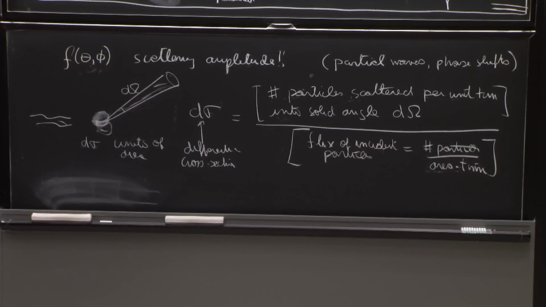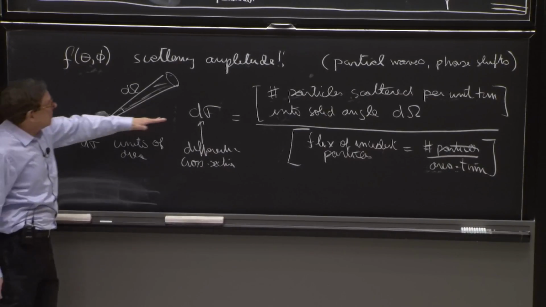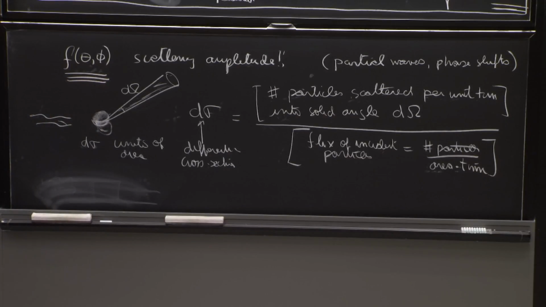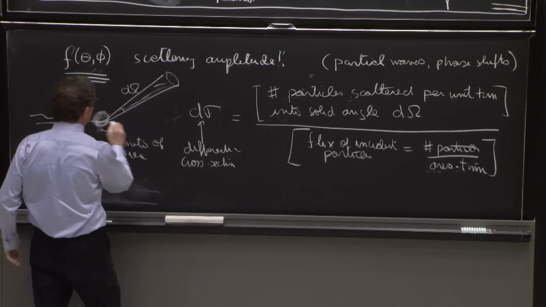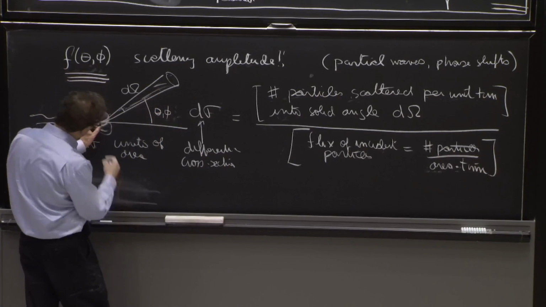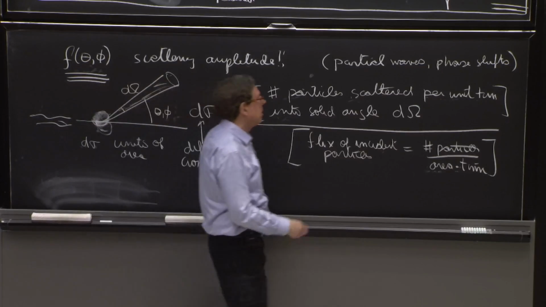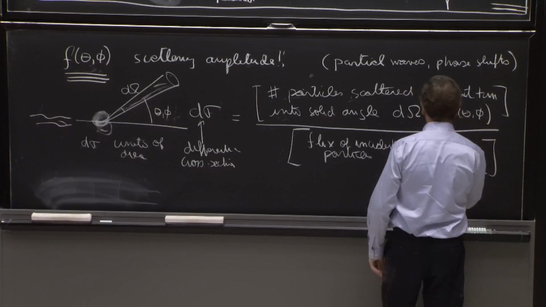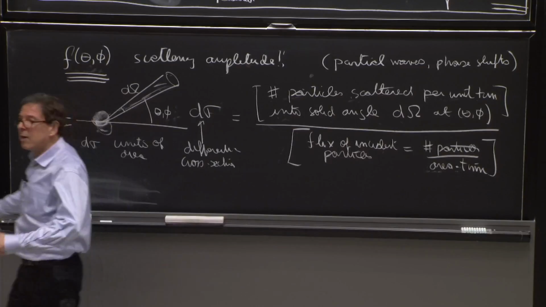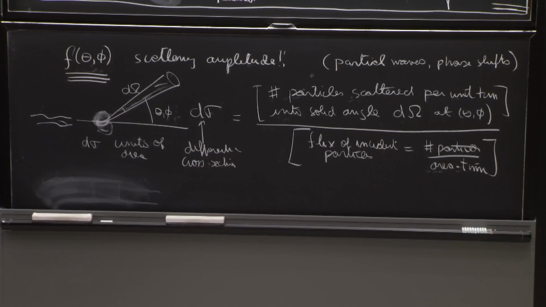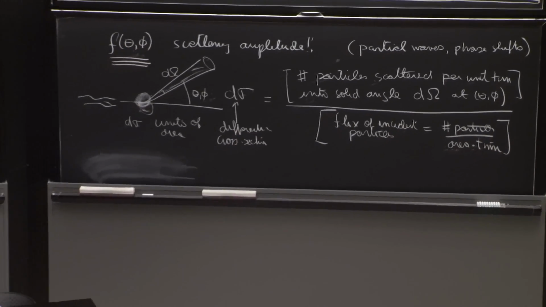So let's try to show that this d sigma is really determined by f of theta and phi. This solid angle d omega is happening at some theta and some phi. That's the position, the center of the little solid angle. A solid angle d omega at theta phi. So this is our goal now, to just calculate the differential cross-section. Okay, so we have to compute these fluxes.